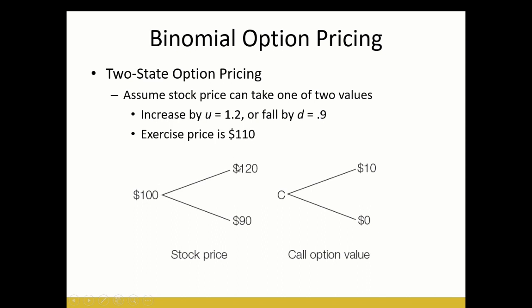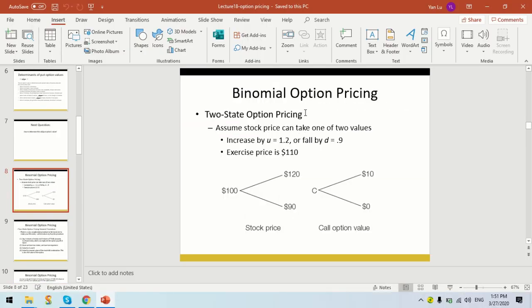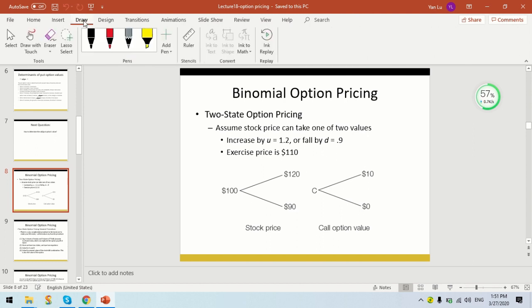So let's look at the future value. Suppose the stock price is $100 today, and in the future it can take one of two values: it could be $120, this is the first scenario, or it could be $90. And if the stock price takes one of the two values, then the call option will also take one of two values in the future. Remember, for the call option, the value is actually the X. See if I can write here. You can draw.